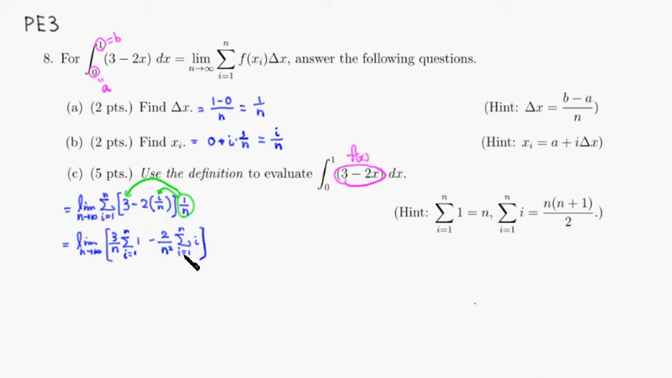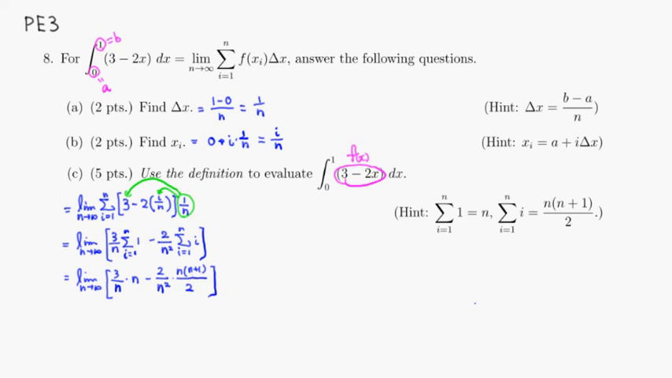Using the formula given, we can rewrite this as the limit as n approaches infinity of 3 over n, times the summation of 1, which is just going to be n, as given here, minus 2 over n squared, and the formula for the summation of i is given here.